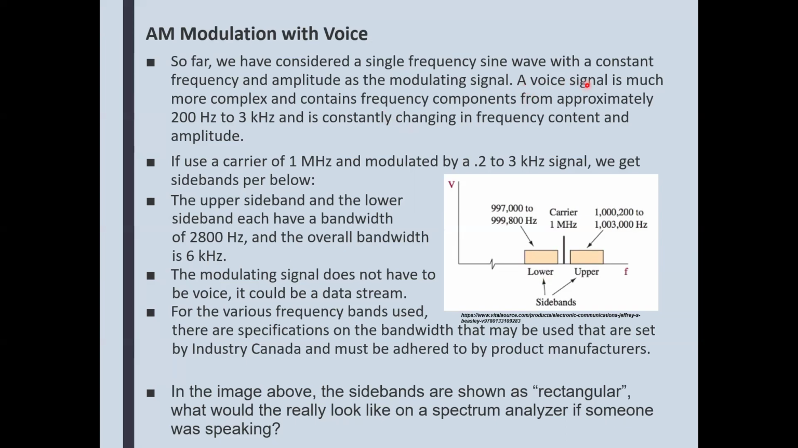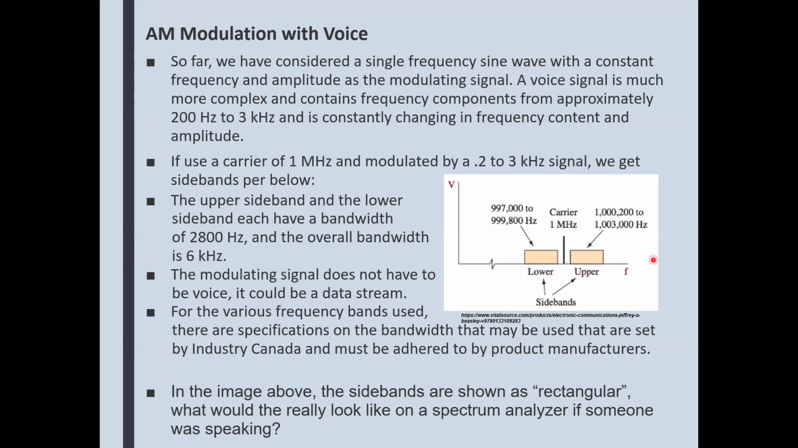Now, a voice signal is much more complex and contains frequency components from approximately 200 Hz to 3 kHz. And it's constantly changing in frequency content and amplitude. It's hard to catch by a human eye what's happening there, but the ear likes it better. So instead of a spike, you're going to have an area. Remember, it's going to have a hairy mess area here and a hairy mess area here.